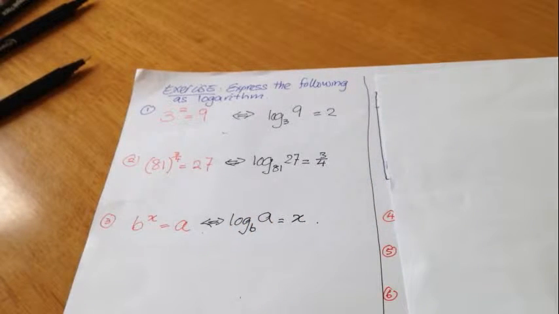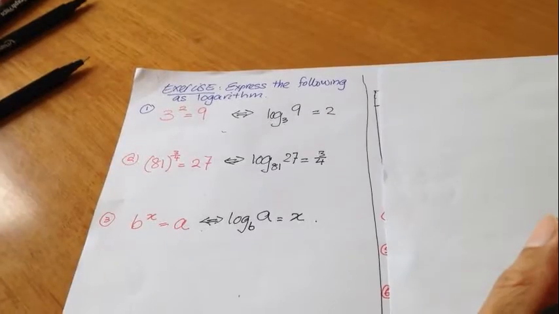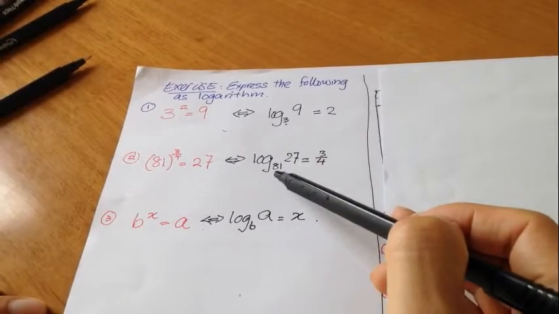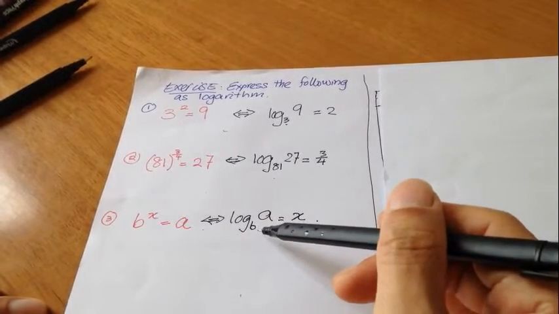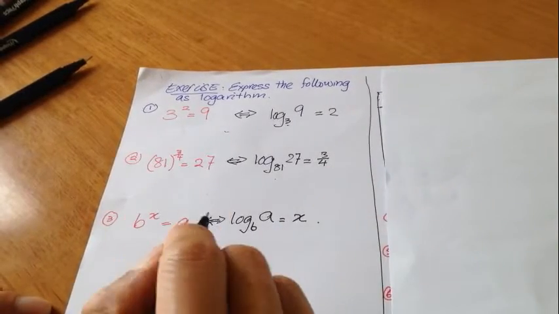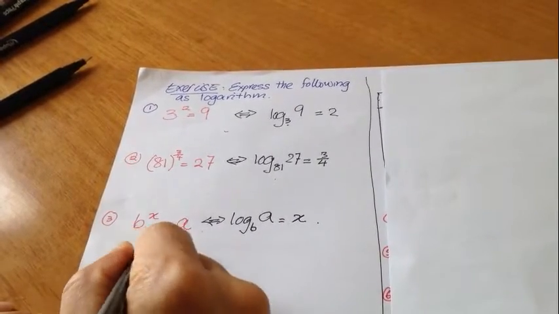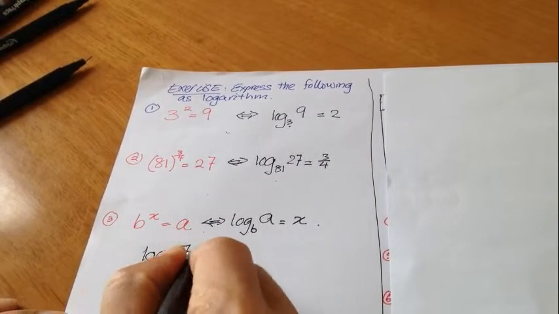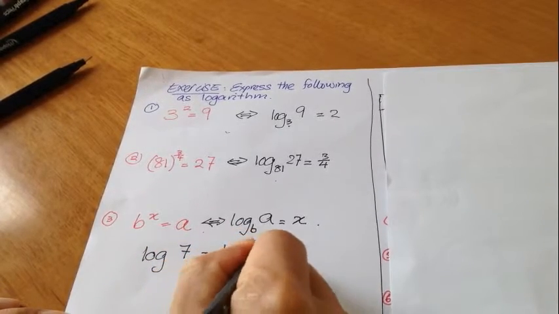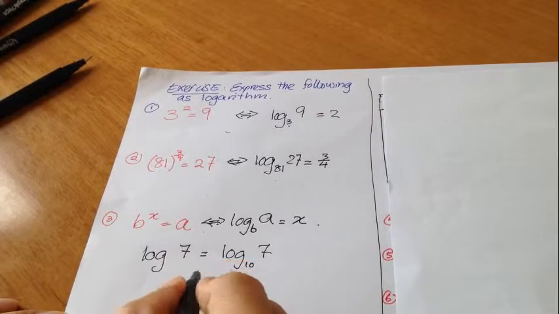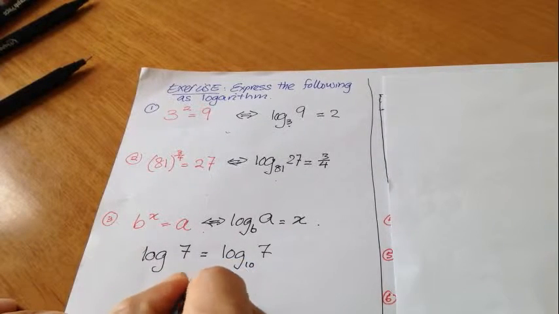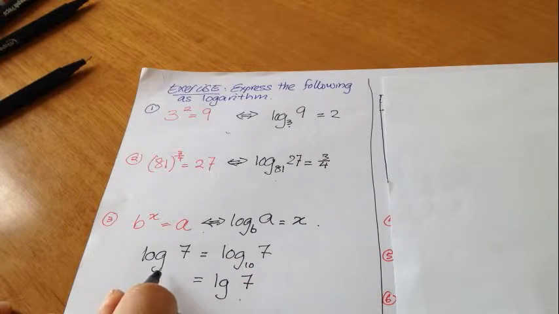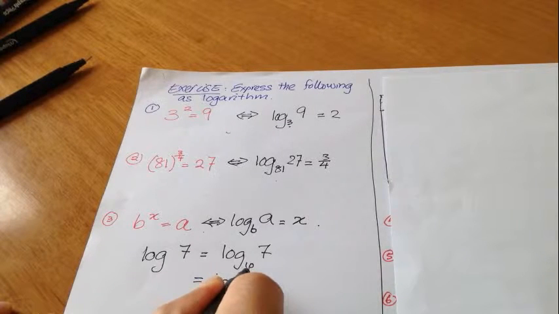Do you get all of them correct? If yes, excellent. If you look at the answers to these three, the base in the first one is 3, the second one is 81, and the third one is b. Now, very often in mathematics, people just write log 7, for example. When the base is not written, this is assumed to be log base 10. And log base 10 can also be written as lg 7. So when the base is not identified, it means base 10.